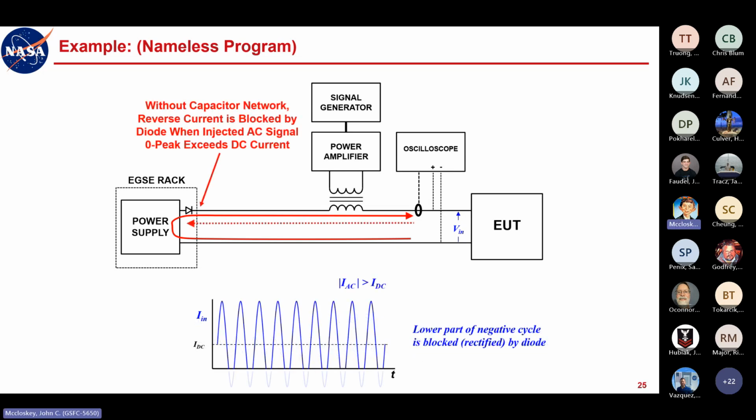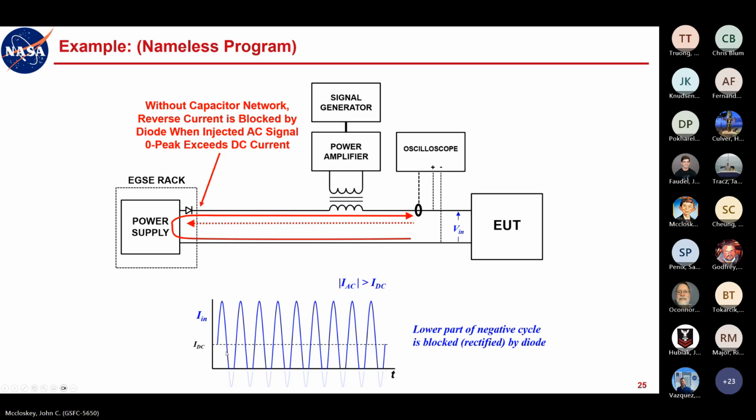Now, at some frequencies, because remember, your input impedance of the EUT is going to be frequency dependent. With a power converter and a filter bank in front of it, that input impedance is going to vary with frequency. So when you hit a low input impedance, then your AC current is going to go up, and eventually the magnitude of your AC current is going to exceed that DC current draw.